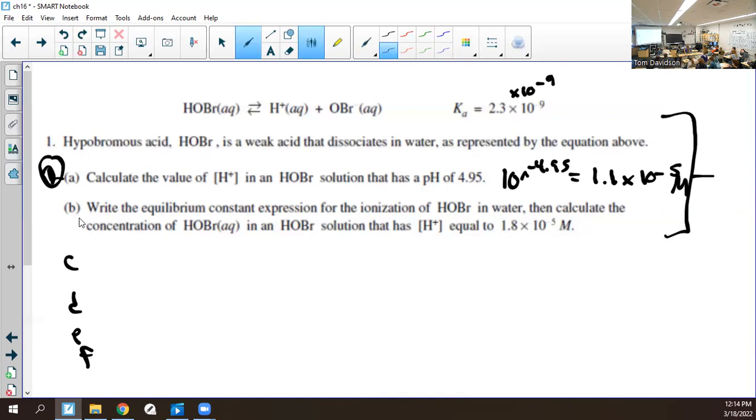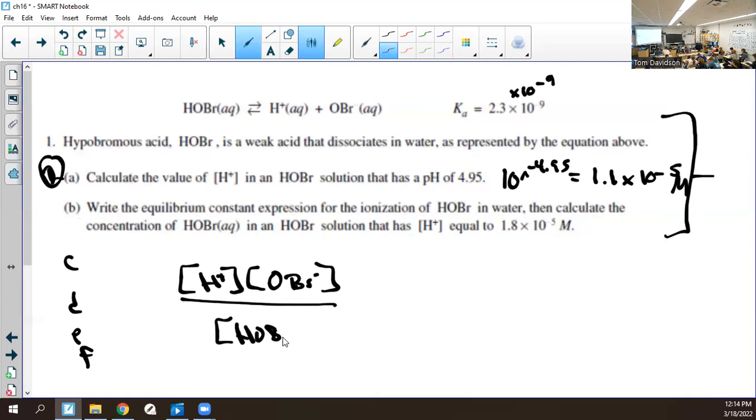Letter B. Write the equilibrium constant expression for the ionization. You get a point for that. It should be H plus OBr minus over HOBr. That equals K. So you're up to 3 points. We get points if we type that into our calculator correctly. You get points if you get this answer right. Okay, so we get a point for that.